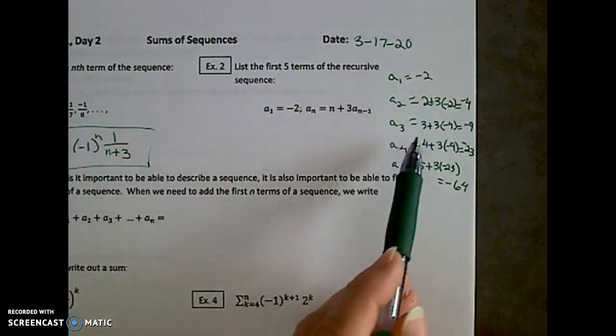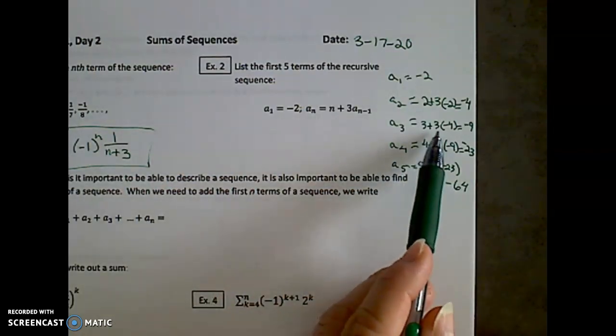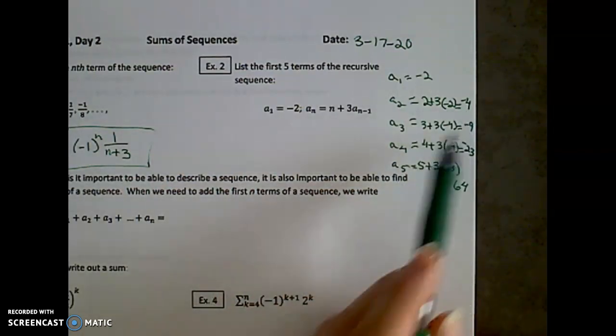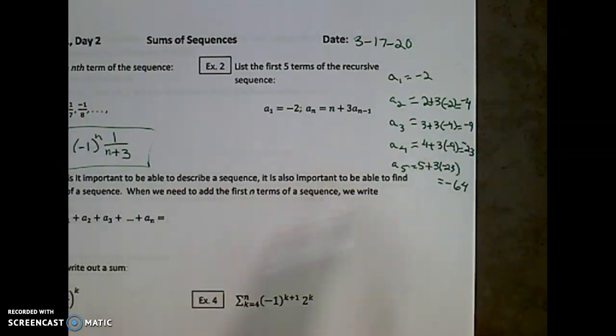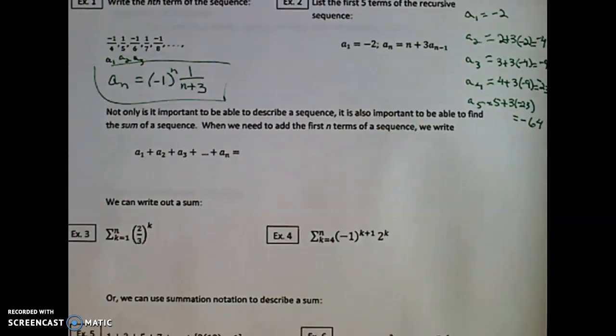Okay, check your work if you would. Third term, plug in 3 plus 3 times the previous. I get negative 9. Plug in 4 plus 3 times the previous, negative 23, and a sub 5. And you can check your work. Alrighty, pause anytime you need to.